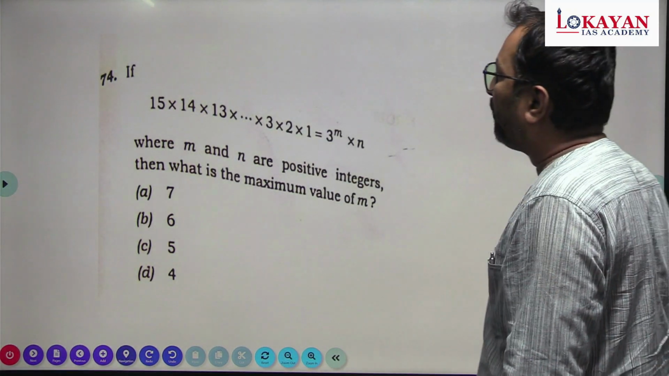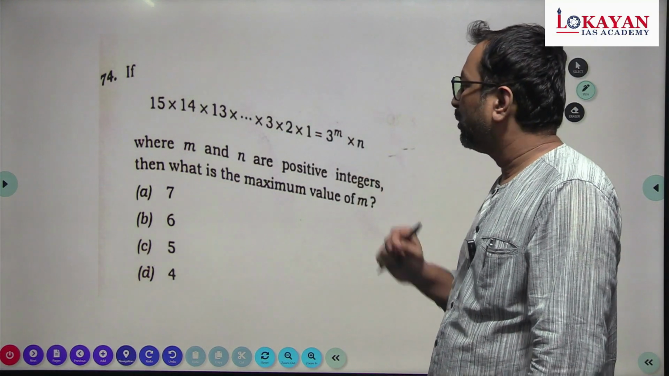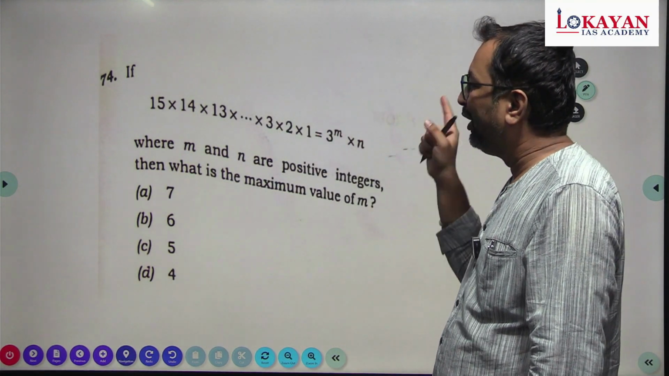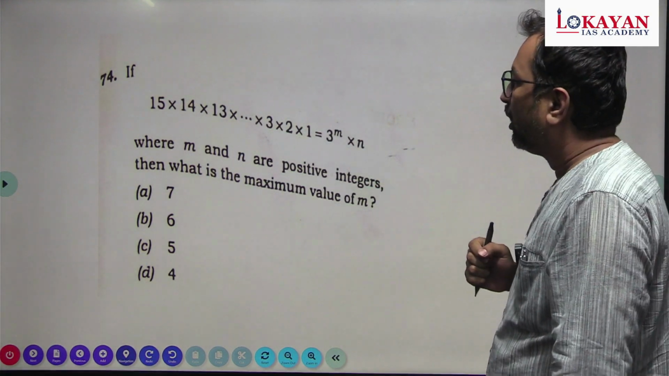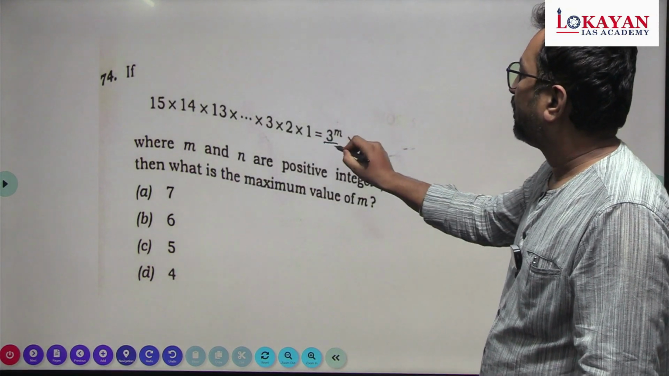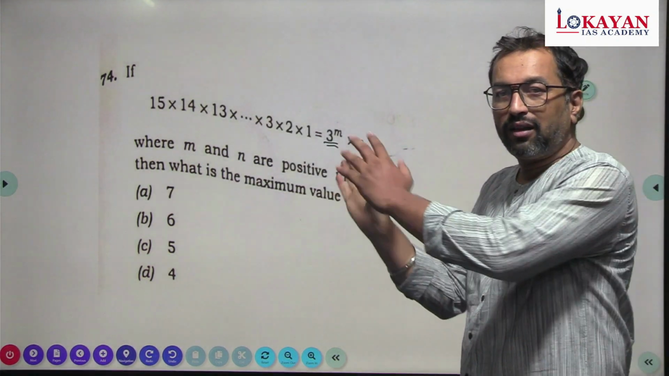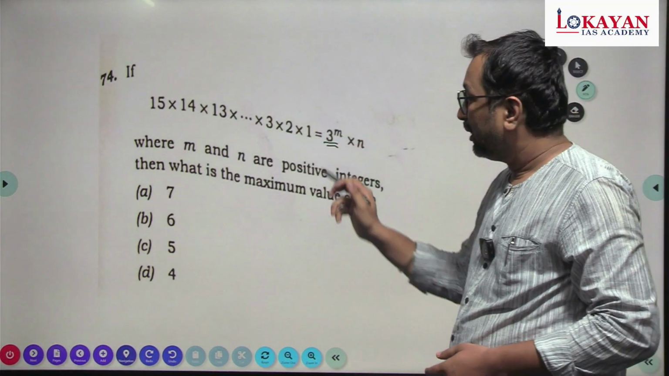Next question: 15 into 14 into 13 and so on up to 3 into 2 into 1 is equal to 3 to the power m into n, where m and n are positive integers. Then what is the maximum value of m? They have just expressed the left side in the form of 3 to the power m into n.